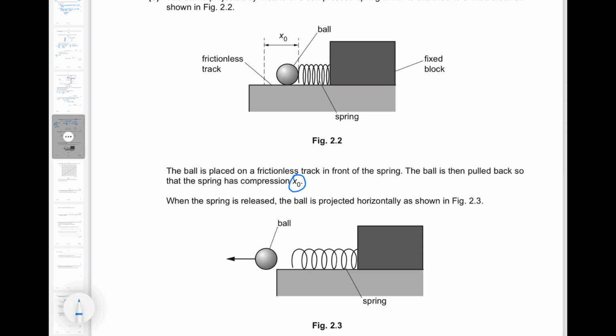So when the spring projects the ball, all of the elastic potential energy which is initially stored in the spring would be converted into kinetic energy of the ball. And I say all of it because the track over here is frictionless. That means you don't need any energy to do work against friction. None of the energy would be lost as heat energy. All of the energy which is initially stored in the spring would be converted to the kinetic energy of the ball when it's released.